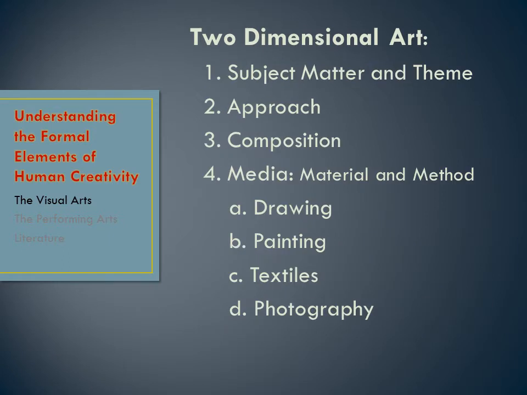When we're talking about media with two-dimensional art, we're talking about the material that is used to create the work and the method that is used. So, for example, we could refer to one medium of two-dimensional art as drawing. Drawing has much to do with line and shape. Drawing tends to be a quicker process than painting or working with textiles or other forms of creating two-dimensional art. But there are many different materials that could be used for drawing.